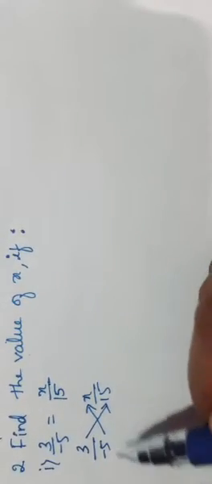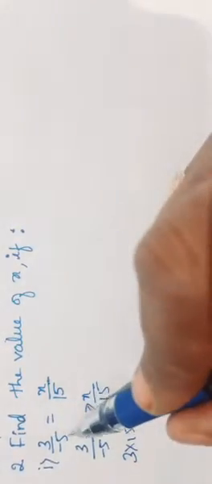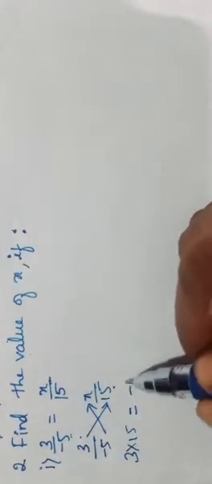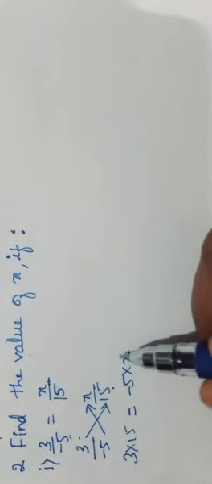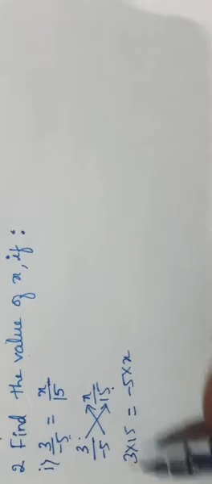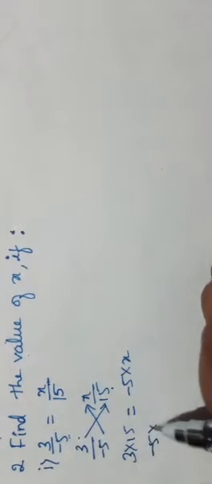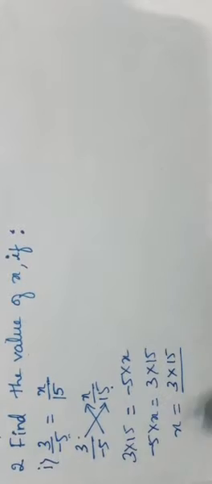First let us cross multiply 3 into 15. First we have to take always these two, children, must be equal to minus 5 into x. Here since we want the value of x, let us take the complete term to the left side and 3 into 15 to the right side. So minus 5 into x will be equal to 3 into 15. Now find the value of x into minus 5. When I take it to the right hand side, I get divided by minus 5.